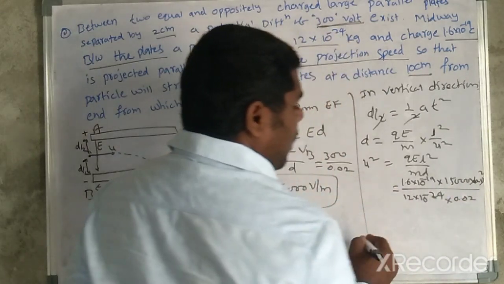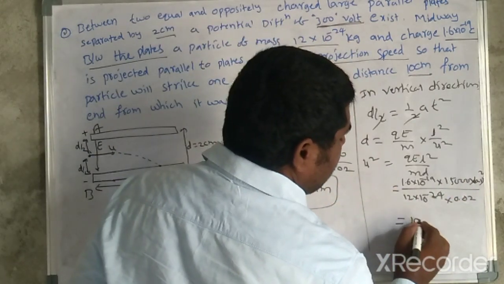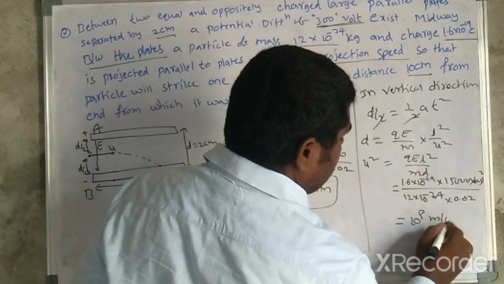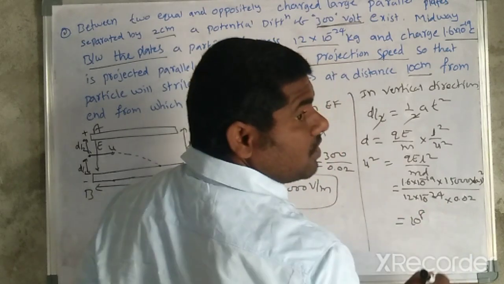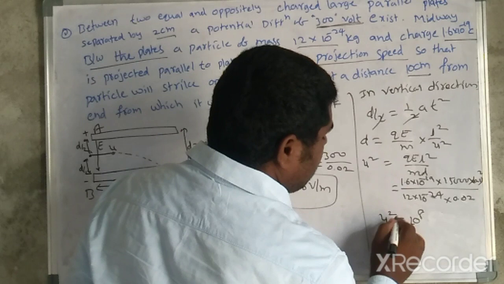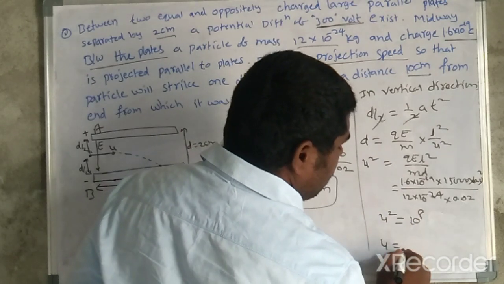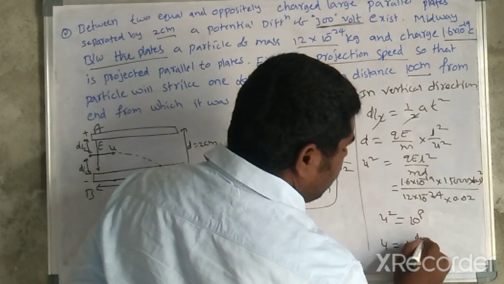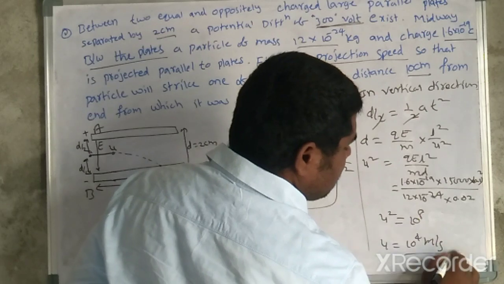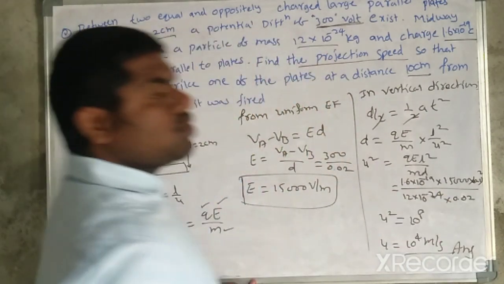After simplification we get 10 to the power of 8 meter square per second square. This is the u square value. So u is equal to 10 to the power of 4 meter per second. This is the answer to the question.